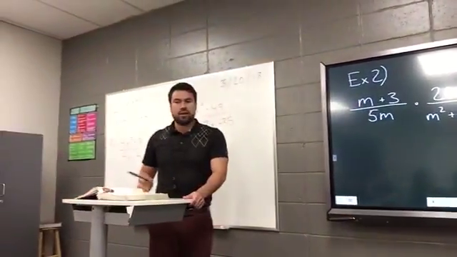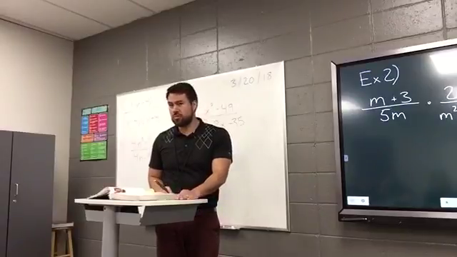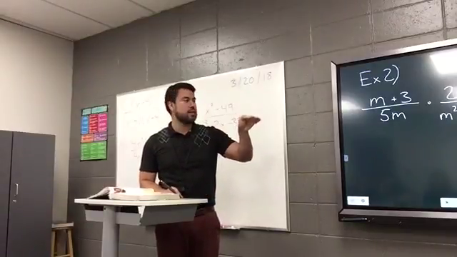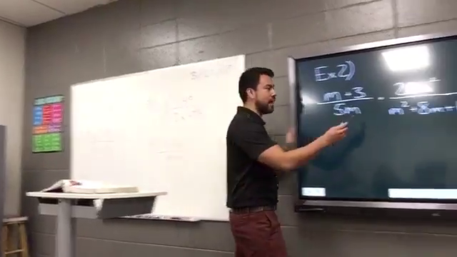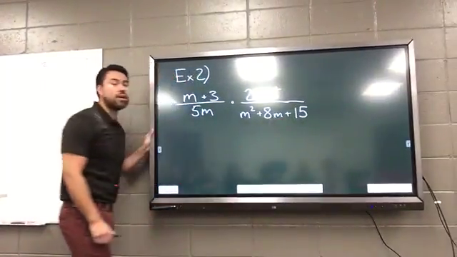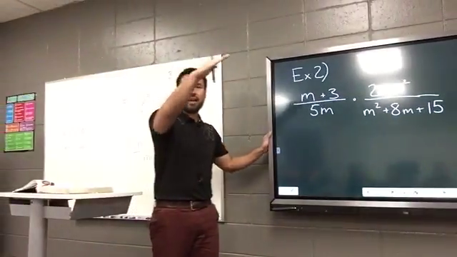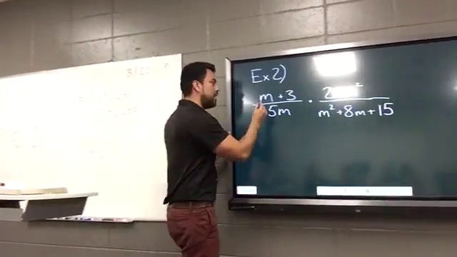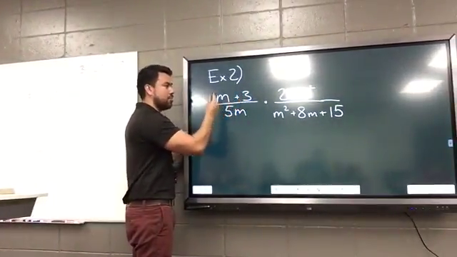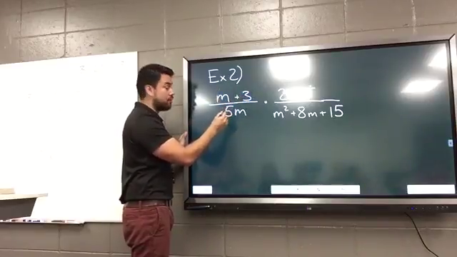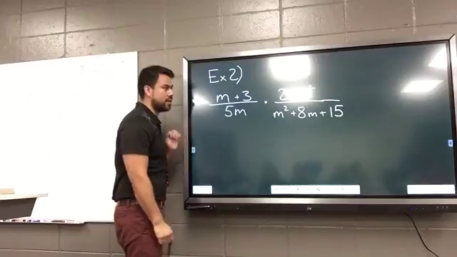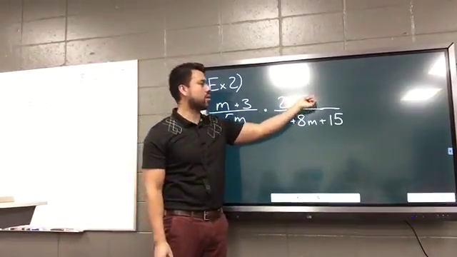The first thing we want to do before we start multiplying across is to look for those common factors, but I don't even see factors here. So I want to make everything factored out as much as I can. Can I factor out m plus 3 anymore? Can I factor out 5m anymore? You can just say 5 times m, so we're going to leave it like that. Can you factor out 20m squared anymore? Nope.